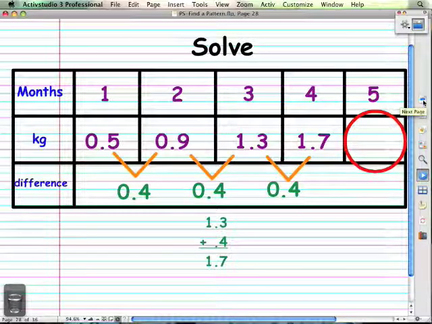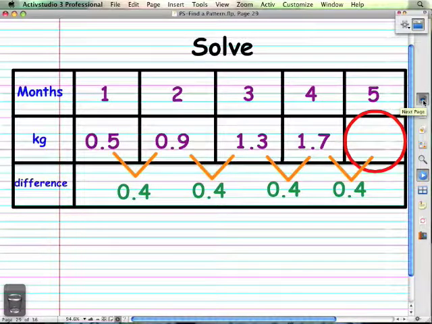But remember that we're trying to solve for month 5, so we need to actually keep going with our pattern to solve for month 5. So again, we're going to use our caret method to show that we're going to continue the pattern by adding another 4/10. I'm going to add 4/10 to 1 7/10, and that's going to give us 2 1/10.